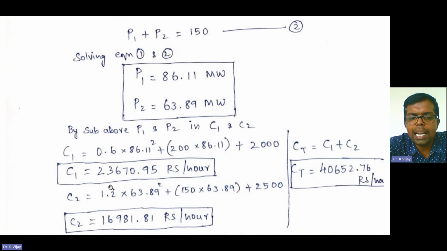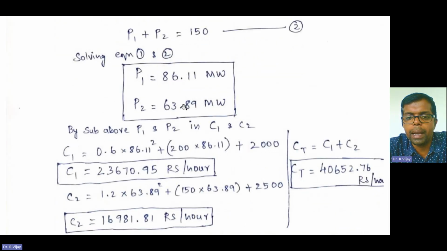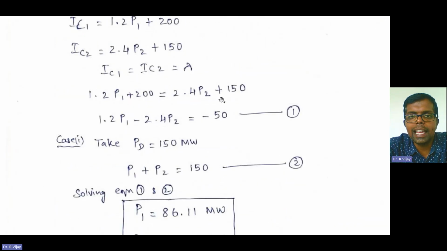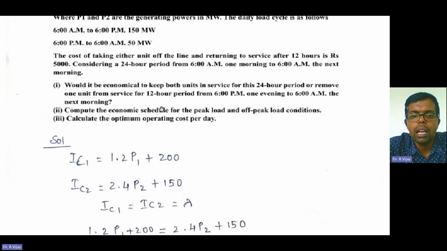The total cost is equal to C1 plus C2. So we need to add C1 plus C2 and we are getting the answer as 40,652.76 rupees per hour. That is the total cost for the first case, by taking PD as 150 megawatt. Now, the case number 2 that is given here, that is 6 p.m. to 6 a.m., demand is 50 megawatt.